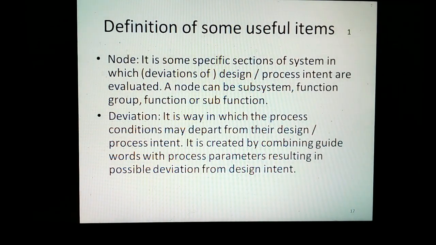Node. Node is some specific sections of the system in which the deviations of the design and process intent are evaluated. The node can be a subsystem, a function group, a function or a subfunction. Deviation. A deviation is a way in which the process conditions may depart from their design and process intent. It is created by combining guide words with process parameters resulting in a possible deviation from design intent.